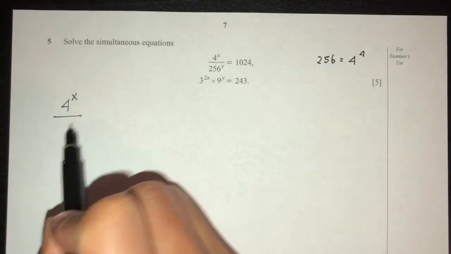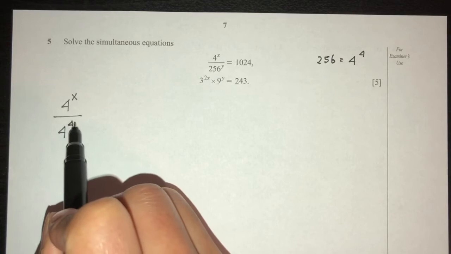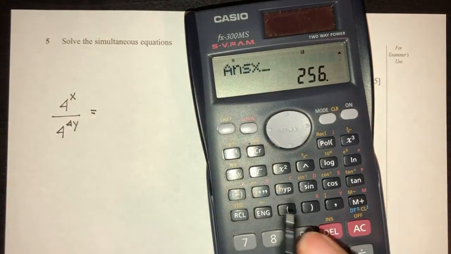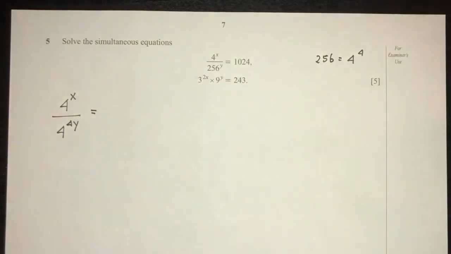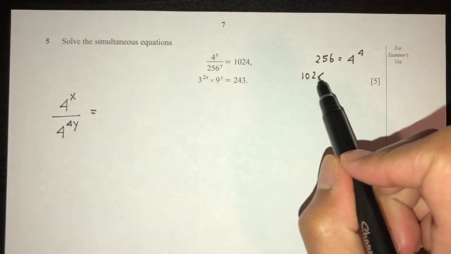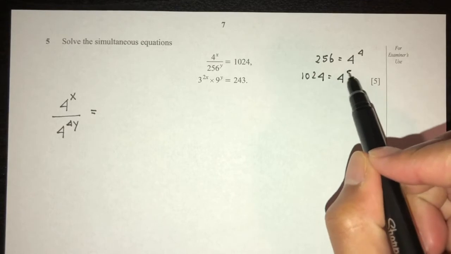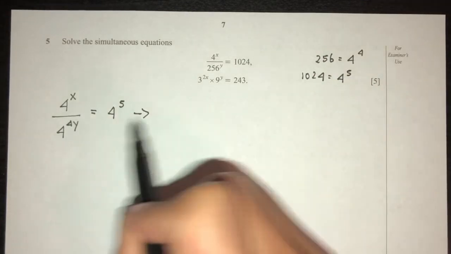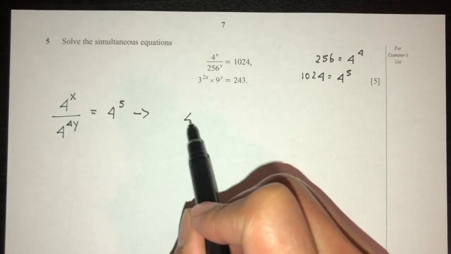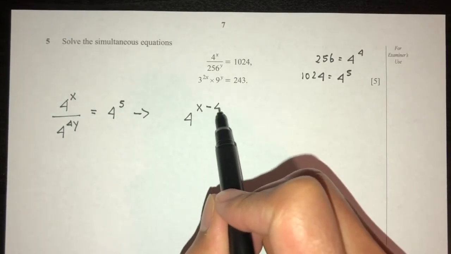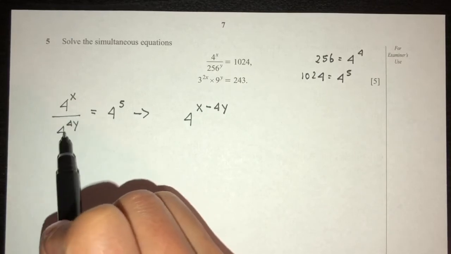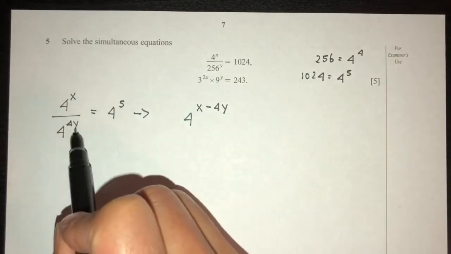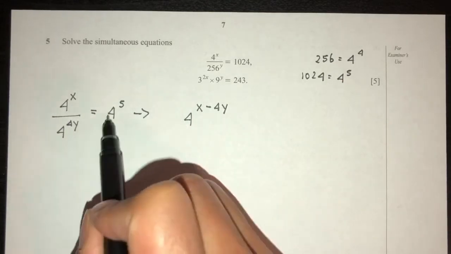So divide by 4 power 4y. Now what is this value? Let's check. Times 4 again. That will be this. So basically 1024 is 4 power 5. Now simplify this part, you will have 4 power x minus 4y. When you divide, you can just bring the power up and write minus. Divide is minus the power here, because we have the same base, we can do that, okay?